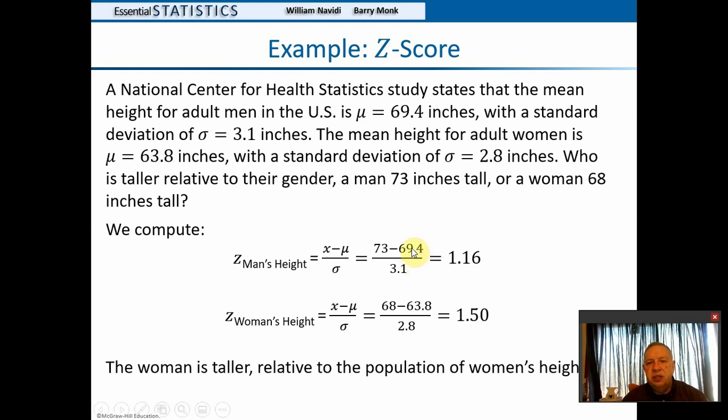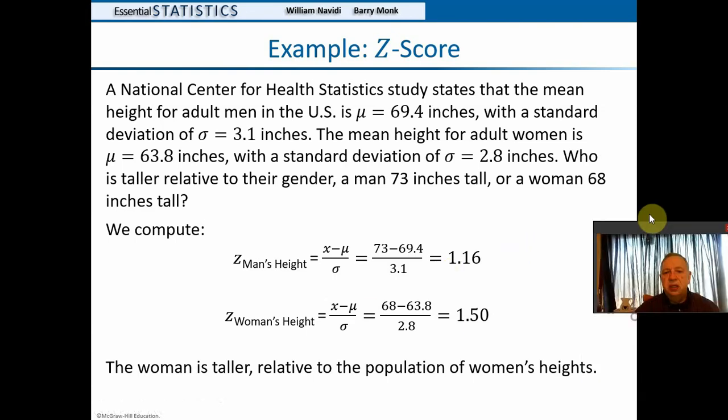So for the man's height, the mean was 69.4, and 73 is the measure of that particular man. We calculate this, divide it by their standard deviation of 3.1, and we get a z-score of 1.16. The woman's height, 68 minus 63.8, divided by that standard deviation of 2.8, gives you 1.50. It's a pure number. And basically what this tells you is how far away it is from the mean. The closer it is to 0, that's kind of the average, so they would be an average. This one is closer to the average height of a man than the woman is to the average height of a woman, so that gives you an idea of who is taller relative to their sex.